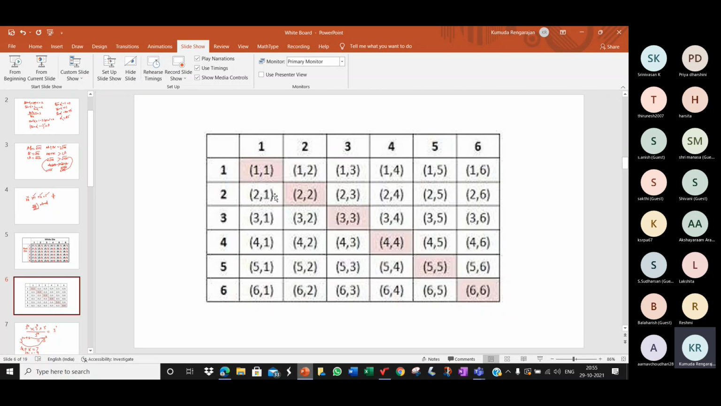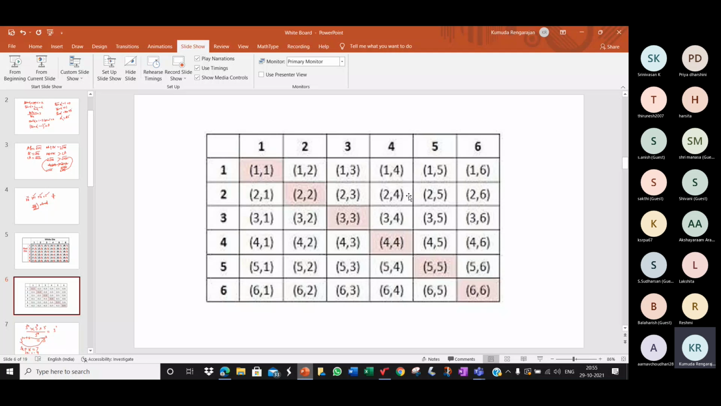And what you also observe is that in all the outcomes below the diagonal, the first entry is greater than the second entry. And above the diagonal, the first entry is smaller than the second entry. Okay, so children, if we take x as the first number and y as the second number, we can bring 3 cases. X is equal to y, x is less than y, x is greater than y.